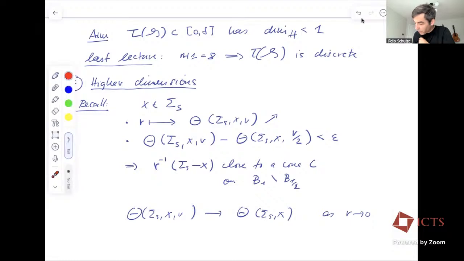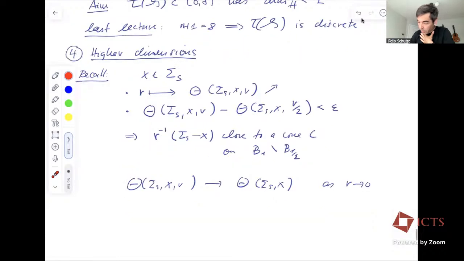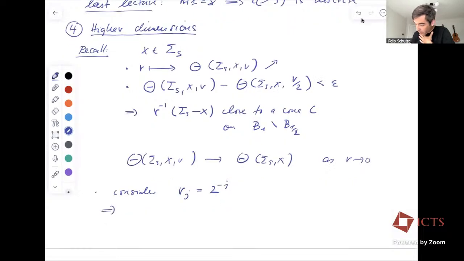So if this difference between these two is less than epsilon, then between any two scales r and r over 2, we are close to a cone. See? So even if we start at scale 1, there are only finitely many scales where we're not close to a cone. This is called quantitative stratification or differentiation, if you've heard of it. Consider now dyadic scales, r_j equal to 2 to the minus j. So what do we get? Let's say j greater or equal than 0.